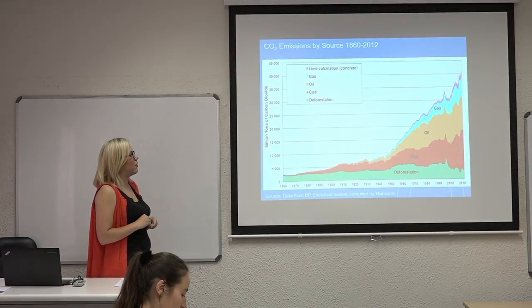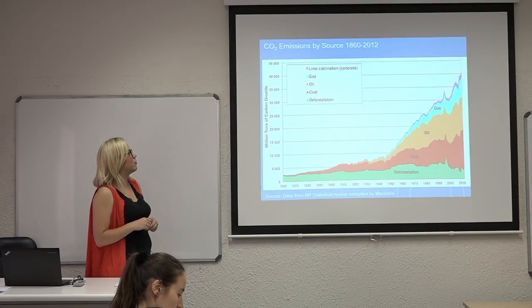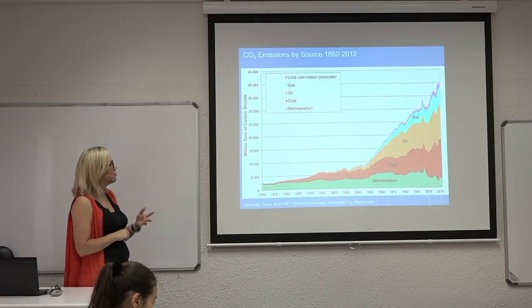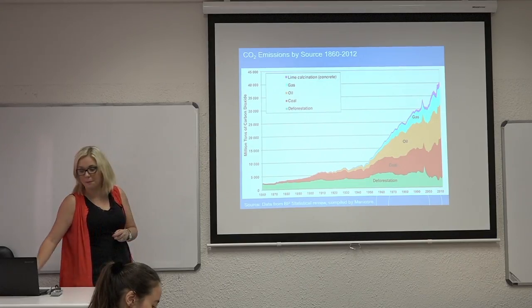Here in this graph, I would like to keep your attention on the source of emissions. We see deforestation has been almost a constant source of emissions, while the fossil fuels have shown a high increase, especially since the 1940s, 50s, with the industrial changes that we have experienced as a planet.